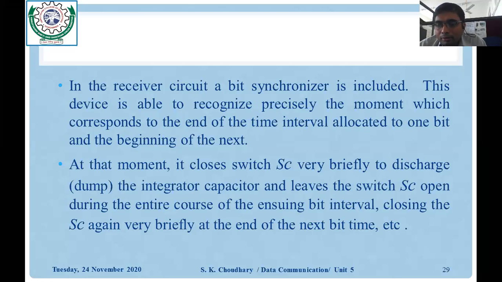Very briefly, just refer the diagram of the receiver. So there is shown where is the switch SC. So at this moment of end of every bit, it closes the switch SC very briefly to discharge the integrator capacitor and leaves the switch SC open during the entire course of the bit interval. So during the bit interval, it would be open, but at the end of the bit interval, it would be closed for a very small moment, and at that moment it would discharge the integrating capacitor.